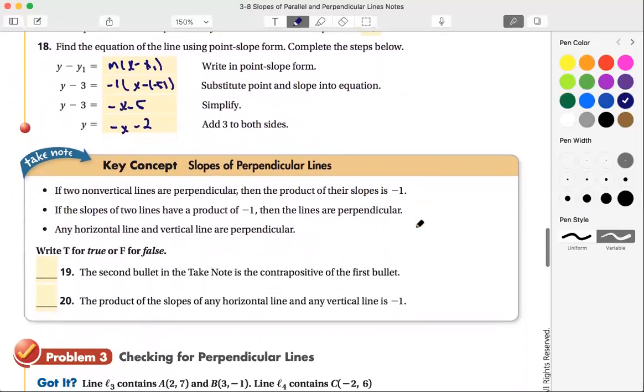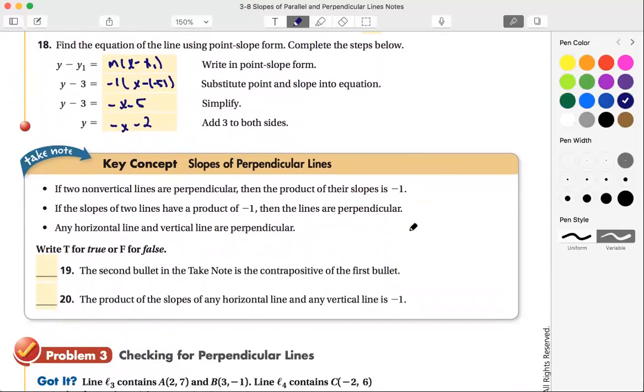Okay. For perpendicular lines, if two non-vertical lines are perpendicular, then the product of their slopes is negative 1. If the slopes of two lines have a product of negative 1, then those lines are perpendicular. Any horizontal line and vertical line are perpendicular. So true or false: the second bullet in the note is the contrapositive of the first. That's false. The product of the slopes of any horizontal line and a vertical line is negative 1. That's false, because they're by definition perpendicular.